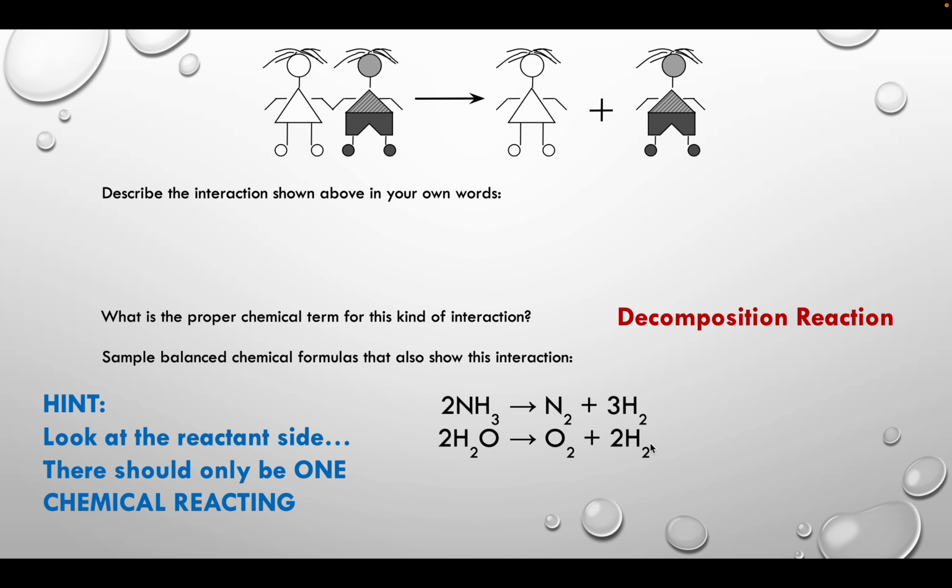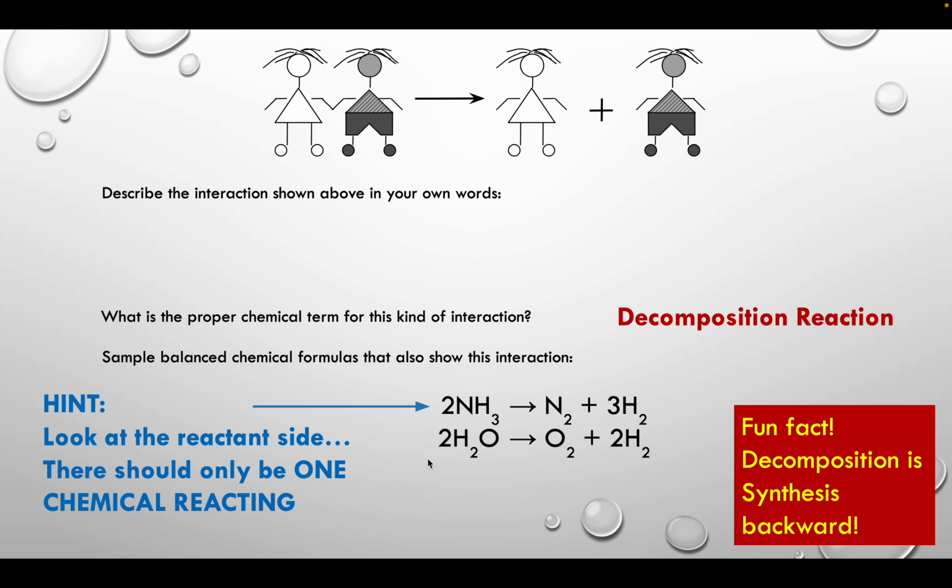So again, we're going to need a hint. Like, how do we look at some chemical reactions and know that this is a decomposition? What you should be looking for is on the reactant side. On the left side, you will see one chemical, right? Up here, you see one couple. One couple falls apart into multiple things. And fun fact, decomposition and synthesis are really the same thing. They're just in opposite directions. Synthesis is decomposition backwards.